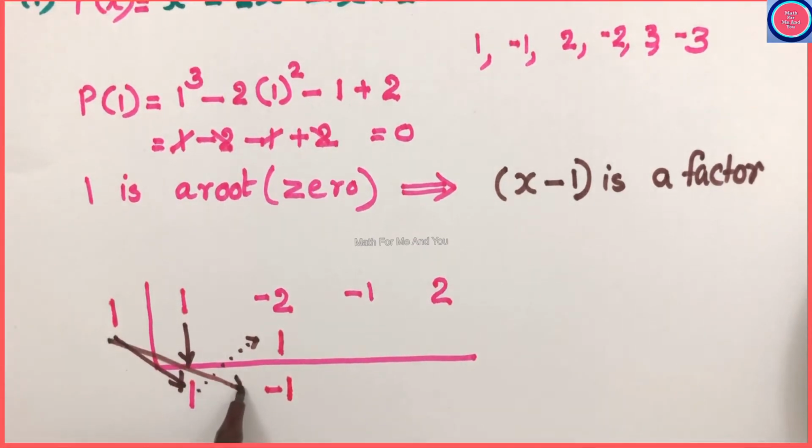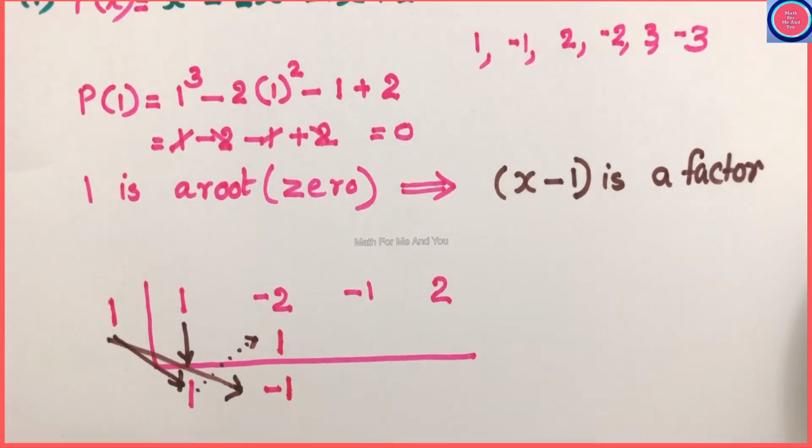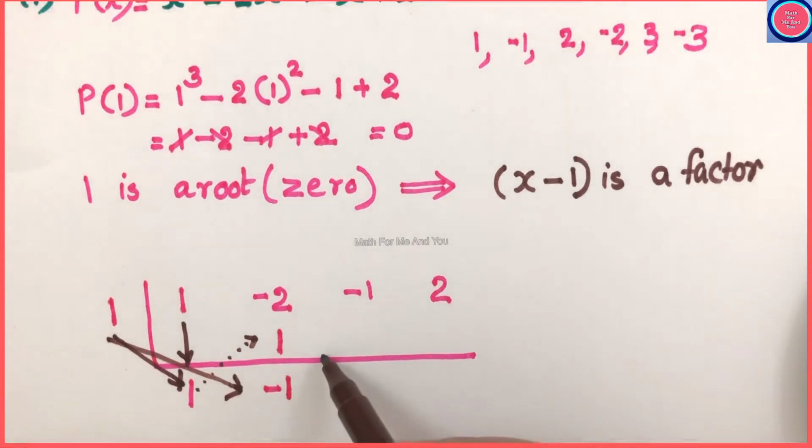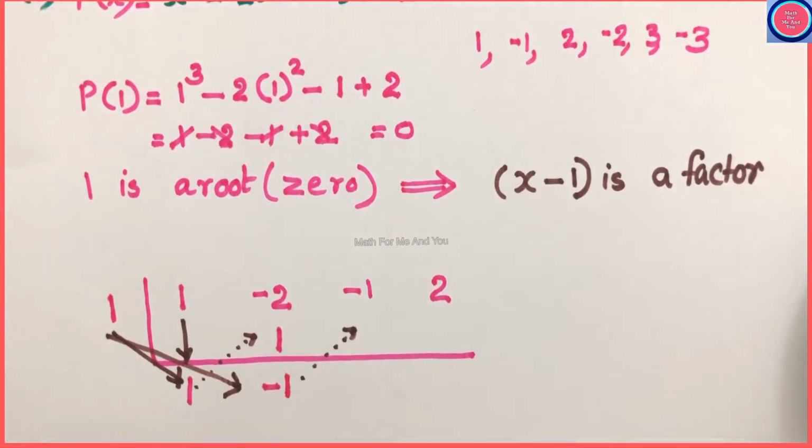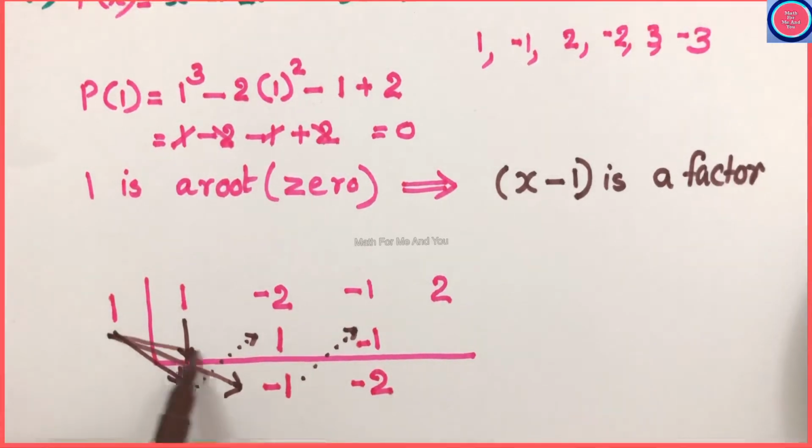Again we do the same process. 1 the root multiply with this new answer diagonally. 1 times minus 1. Answer we write under the next coefficient. Answer is minus 1. We write under minus 1. What is next step? Add these two numbers. Minus 1 minus 1. The answer is minus 2. Then we will multiply diagonally with the root.